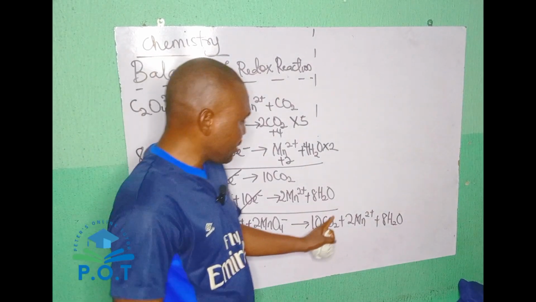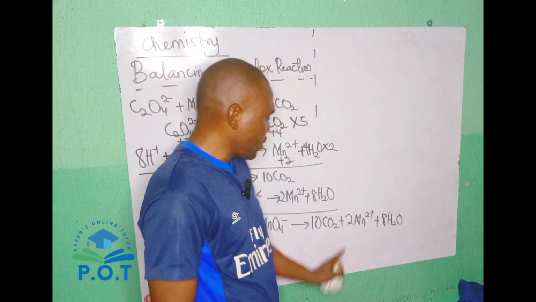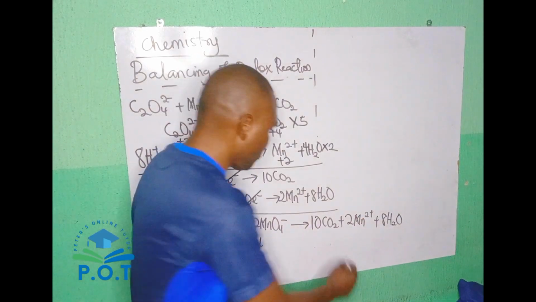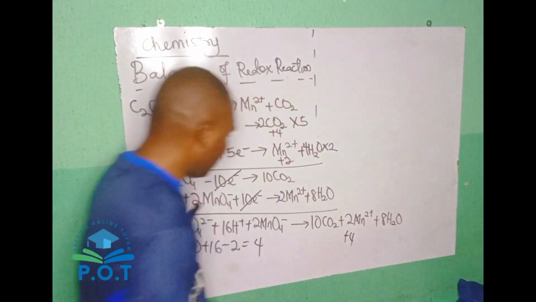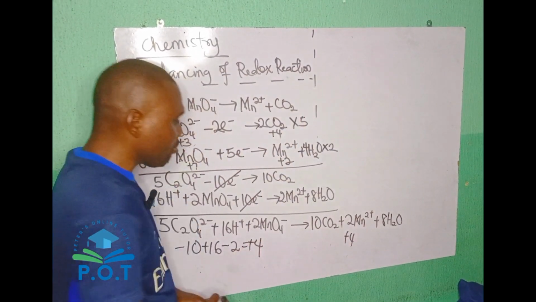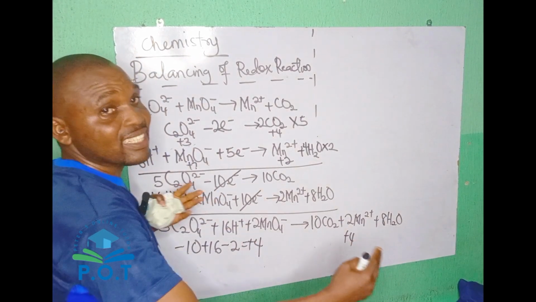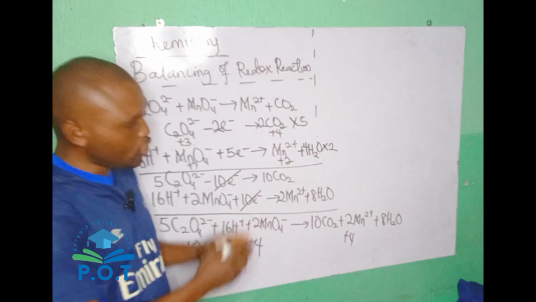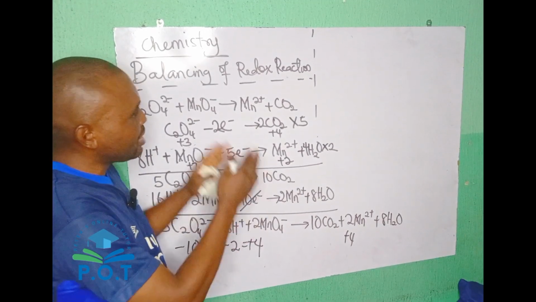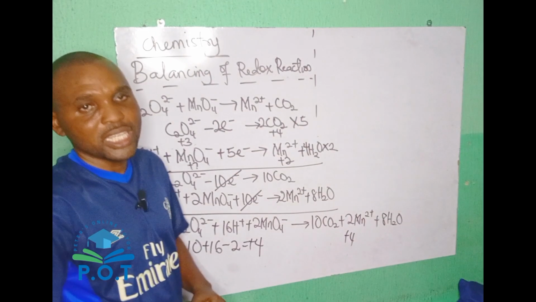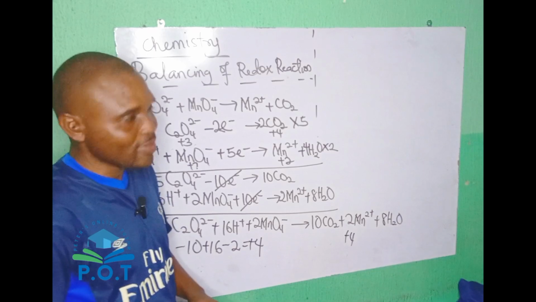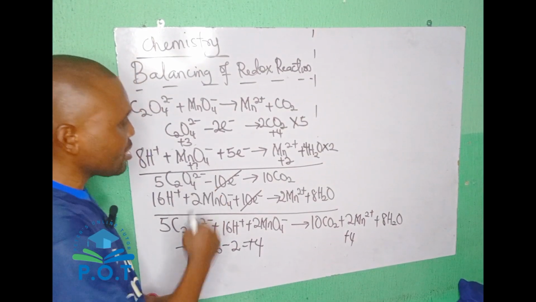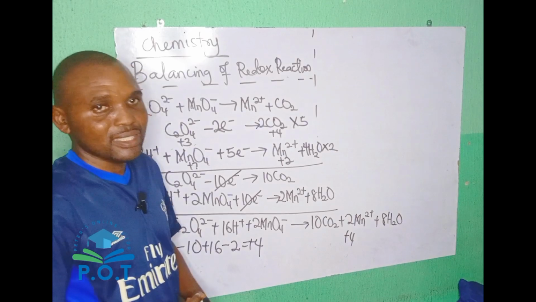Now come back here. There is no charge here. There is no charge here. So this is plus 2. 2 times plus 2 gives us plus 4. So you can see that the charge is balanced on both sides, or the charges are the same on both sides of the equation. So it shows that this particular redox reaction is balanced. So it's not difficult. Just follow the steps and then you arrive at the answer.